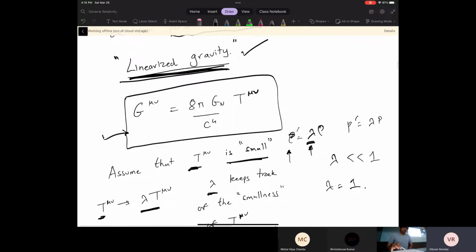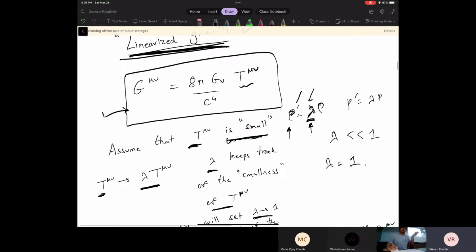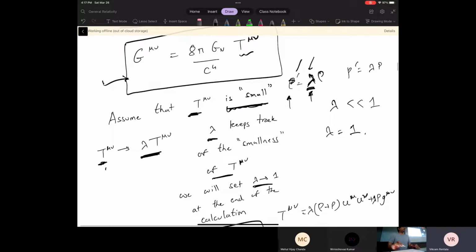Now what we're going to do is basically assume that the stress energy tensor is small. So let's say the densities and pressures, if you think of the stress energy tensor as being made up of some kind of ideal fluid, are small. We kept some lambda in here just to remind us that the densities are small. So the stress energy tensor we replace by lambda T mu nu. At the end of the calculation, we'll take lambda to 1. The smallness is in T mu nu itself, not in the lambda. The lambda is just to keep track of where the smallness is.